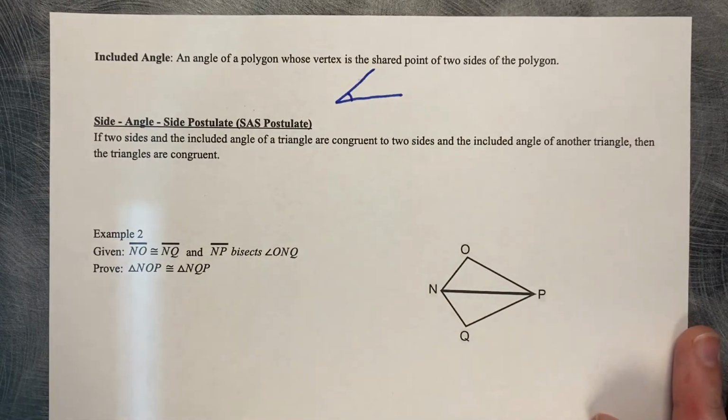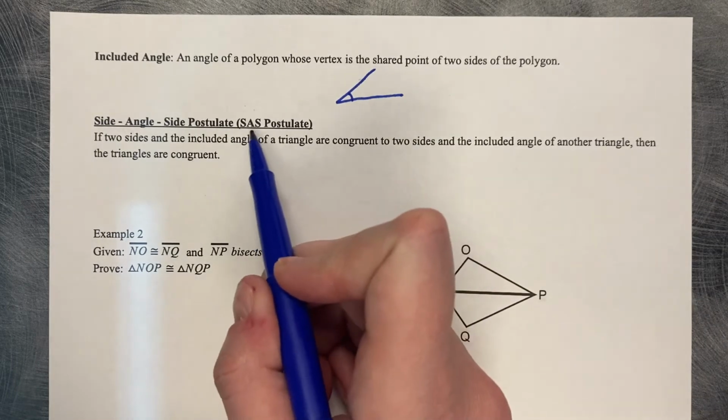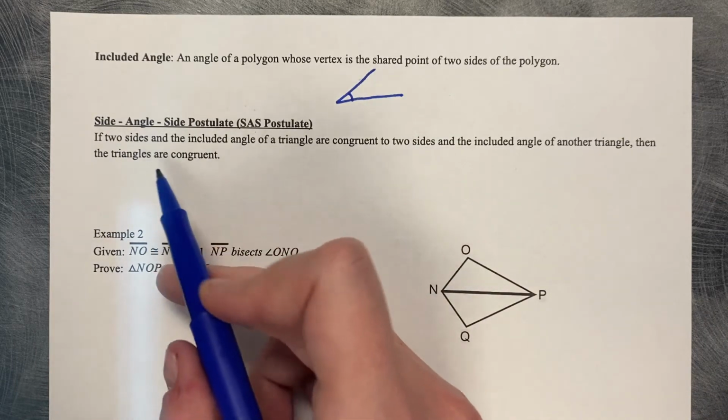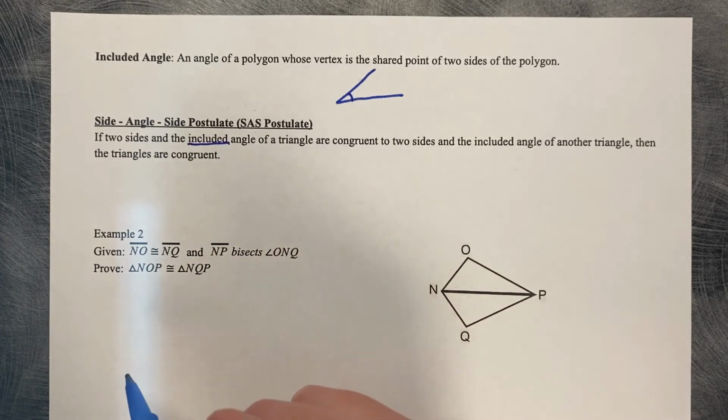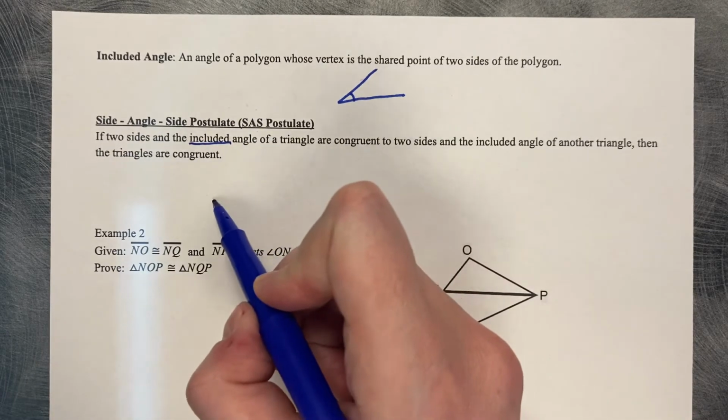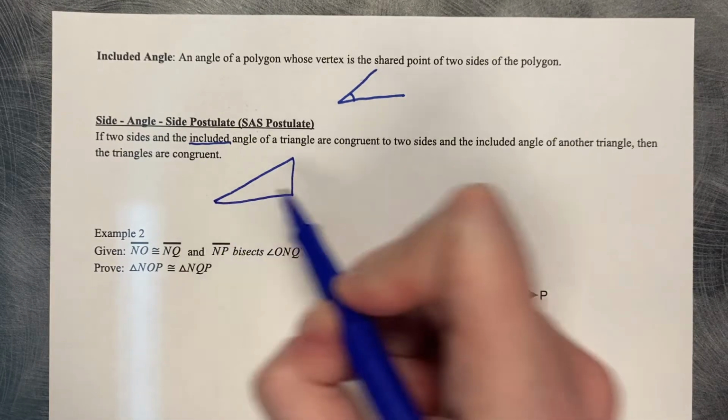So the next one we're going to learn is the side, angle, side, SAS postulate. If 2 sides and an included angle, that's key that it's an included angle, of a triangle are congruent to 2 sides and the included angle of another, then the triangles are congruent. So let's draw an example.